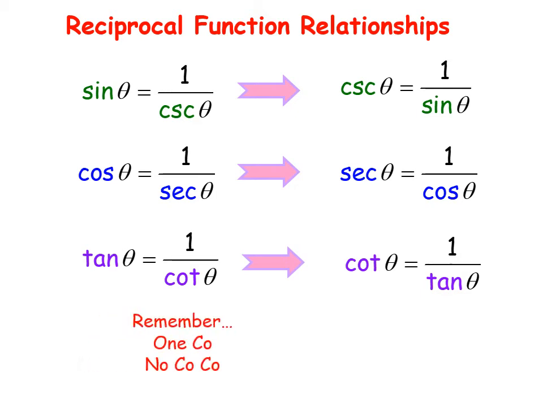Remember, no co, 1 co. That means cosine, the reciprocal will be sec. Co, no co. Cosec, the reciprocal will be sine. Co, no co.